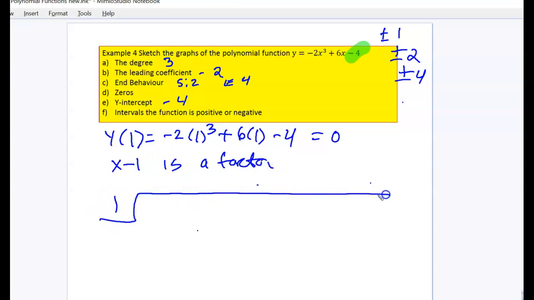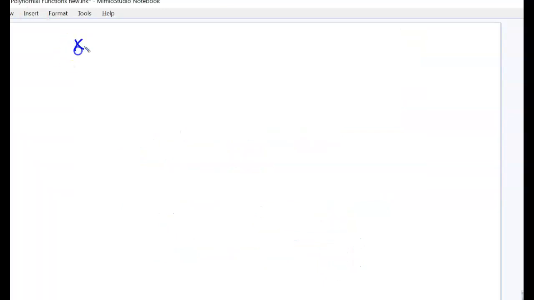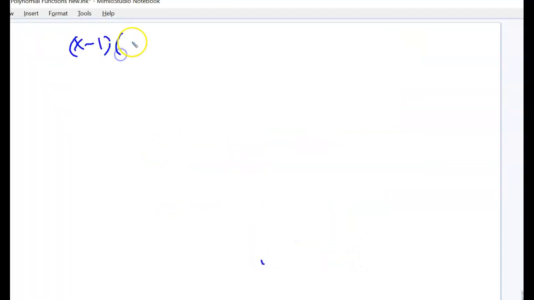So now we'll do our step. Again, synthetic division, negative 2. There's no x squared term, so you got to put a 0 in there. This drops down. I get 0, which is perfect. So the original factor was x minus 1, and negative 2, negative 2, and 4 become the coefficients for my next factor, which is 1 degree less than a cube. So it's negative 2x squared minus 2x plus 4.